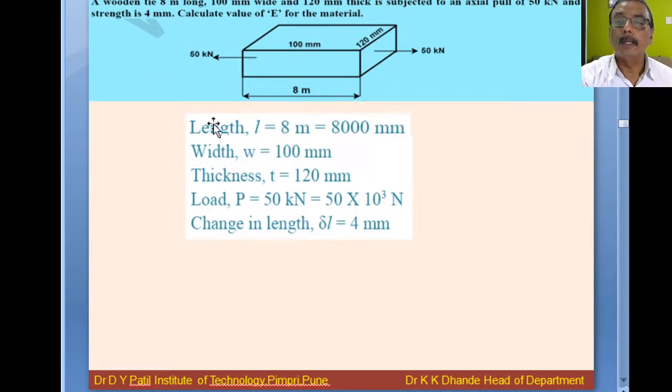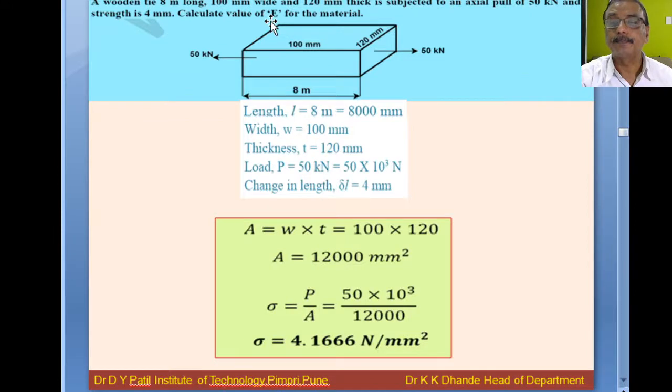So given data: length L is equal to 8 meter, so it becomes 8000 mm. Width W is equal to 100 mm. Thickness T is equal to 120 mm. Load P is equal to 50 kilonewton, convert into Newton, 50 into 10 raised to 3 Newton, and change in length delta L is equal to 4 mm. This is the given data, and now we have to calculate modulus of elasticity E. So we will see step by step.